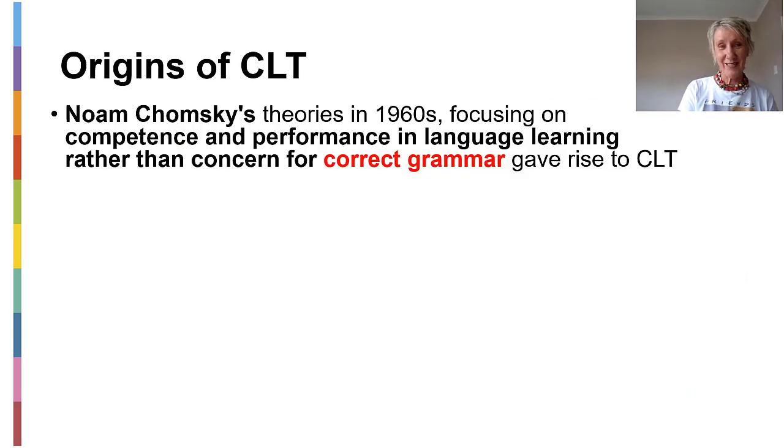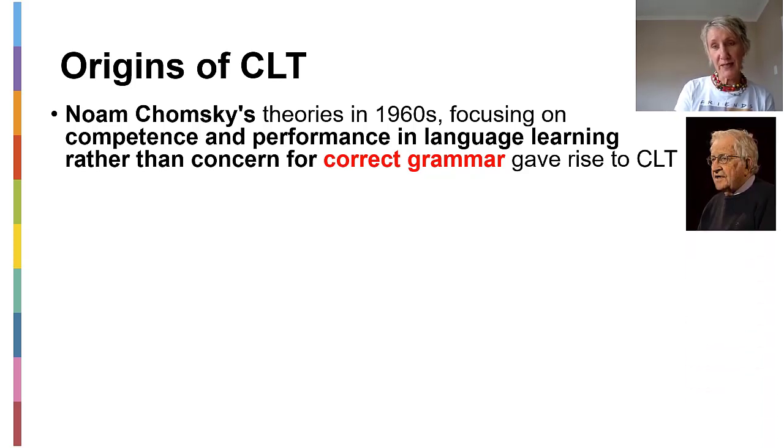Okay. Right, where does it come from, this CLT approach? Well, it goes right back to Noam Chomsky's theories in the 1960s, way before you were all born. Yes, not before I was born. Right. And he focused on competence for performing in language learning rather than a concern for correct grammar. So people have been so stuck on correct grammar that they've forgotten that people need to communicate competently rather than speaking totally correctly.